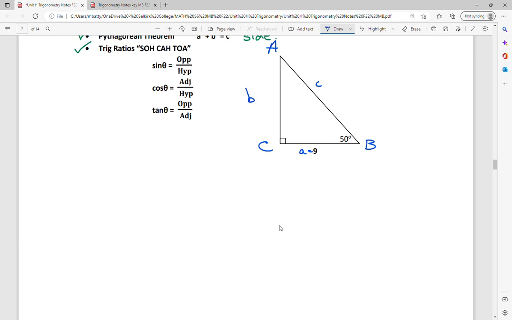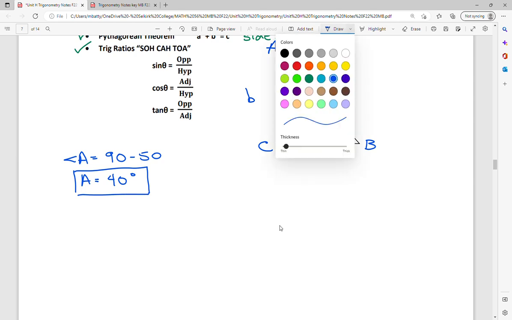I've got one angle given to me, and so that one is often useful to use as your target angle. I'm going to start with the easiest thing possible. Angle A would be equal to 90 minus 50. No fancy calculator work, well, maybe you use your calculator, but we get that angle A is 40 degrees. We now have one piece of our triangle solved.